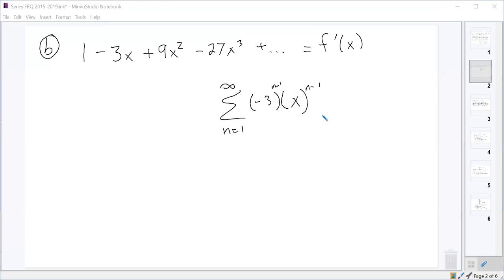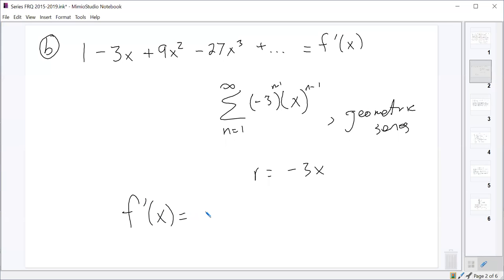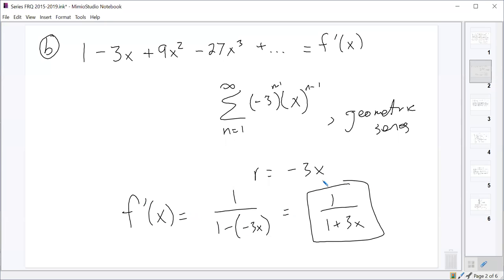And so what is the common ratio here between the terms? This is just a geometric series, isn't it? With a common ratio of -3x, right? And so this should be f prime of x equals our first term, 1, over 1 minus -3x, or 1 over 1 plus 3x. And so we could say that is the function for f prime of x, 1 over 1 plus 3x.